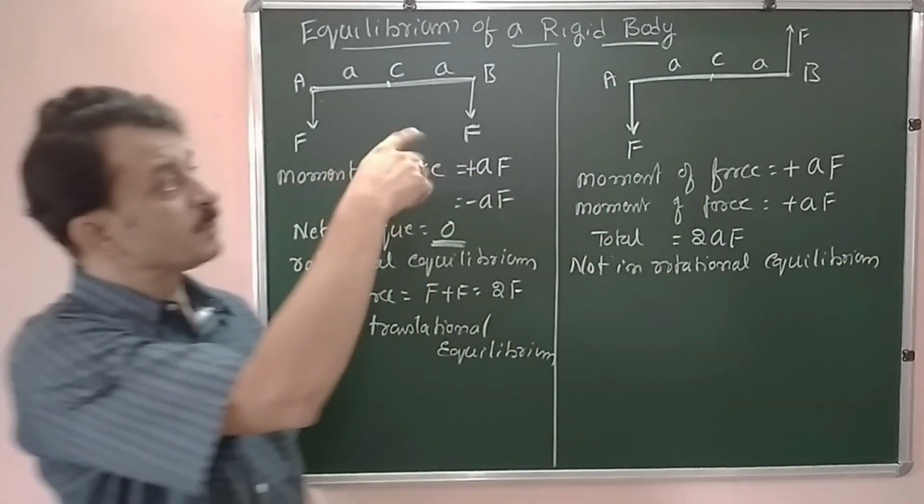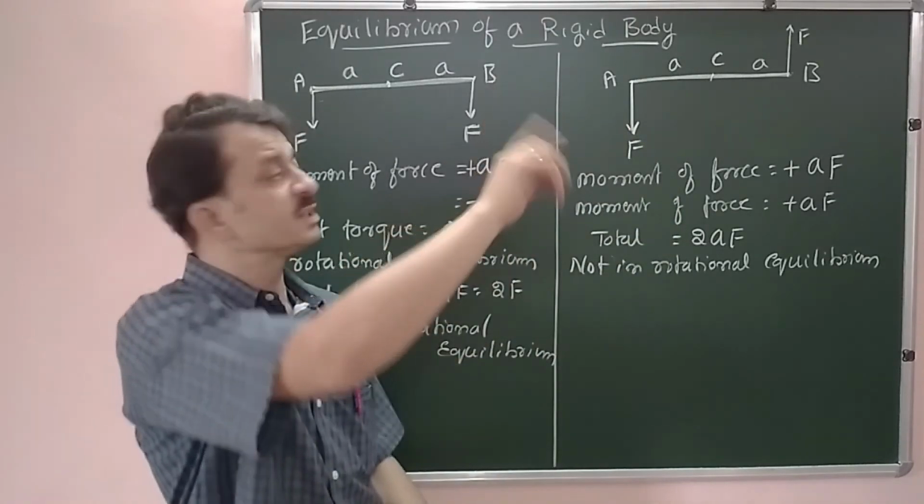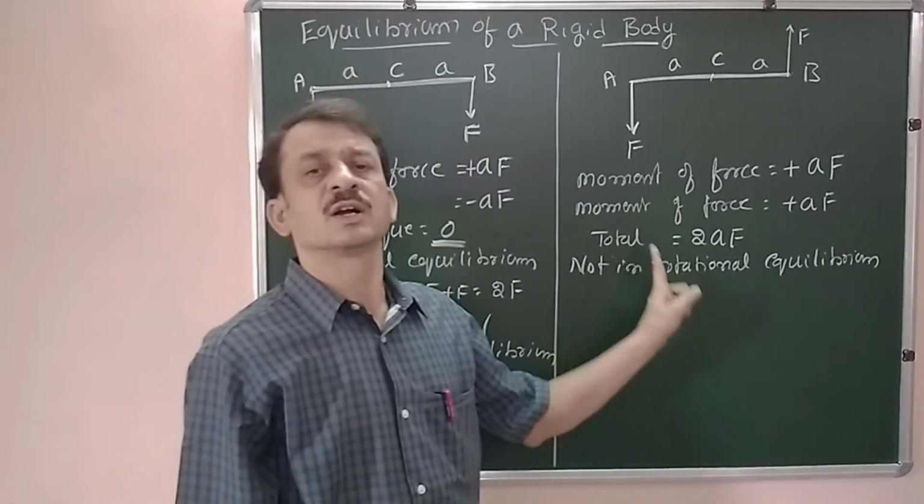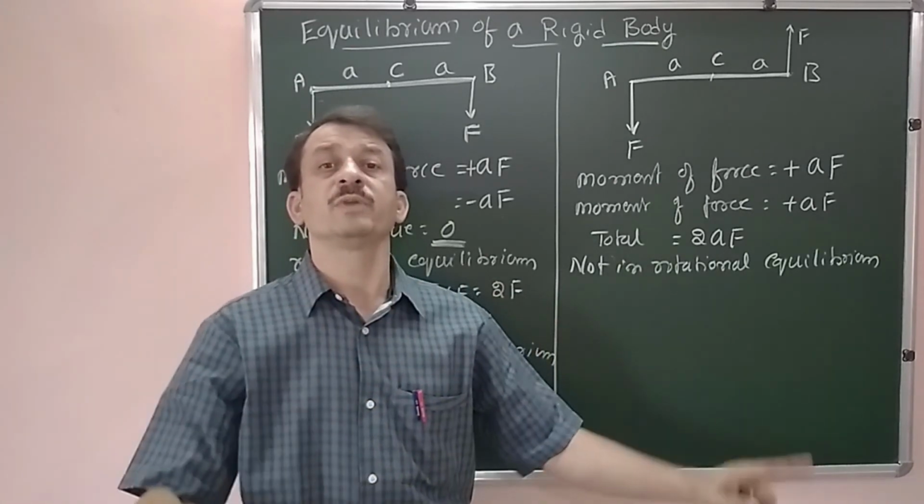ಅದು ತಿರುಗ್ಲಿಕ್ಕೆ ಶುರು ಆಗ್ತದೆ because two forces are acting in different direction and rotating the rod in the same direction. So ಅದು ತಿರುಗ್ಲಿಕ್ಕೆ ಶುರು ಆಯ್ತು, ಹಾಗಾಗಿ ಅದಕ್ಕೆ rotational equilibrium ಇಲ್ಲ ಹೇಳಿ.